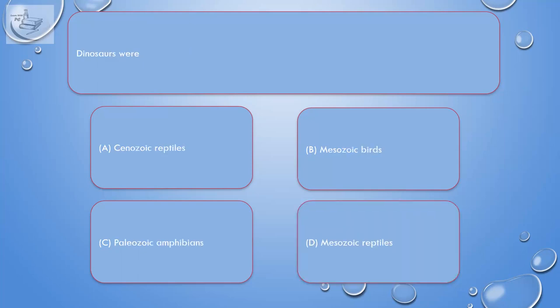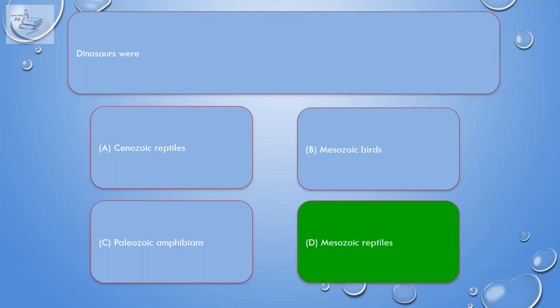Question: Dinosaurs were A. Cenozoic reptiles, B. Mesozoic birds, C. Paleozoic amphibians, D. Mesozoic reptiles. Correct answer is D. Mesozoic reptiles.